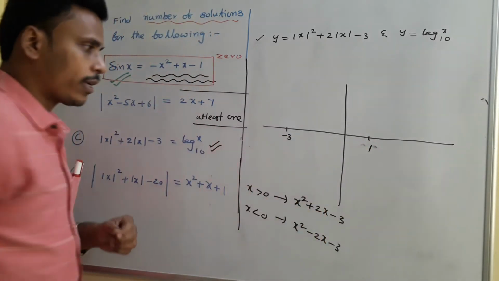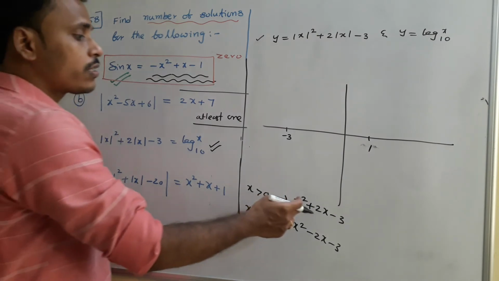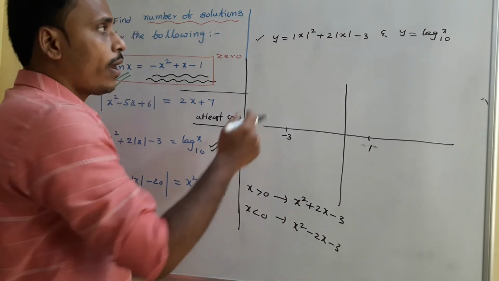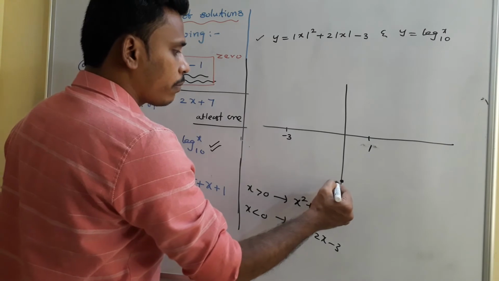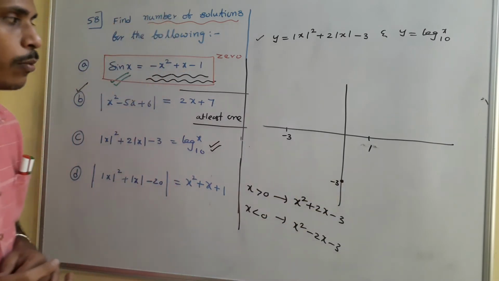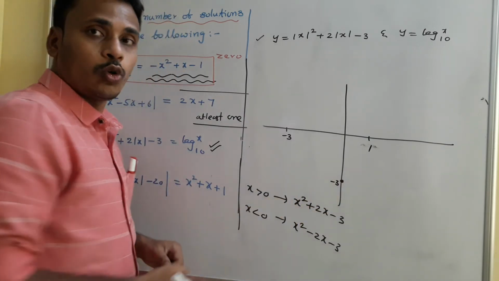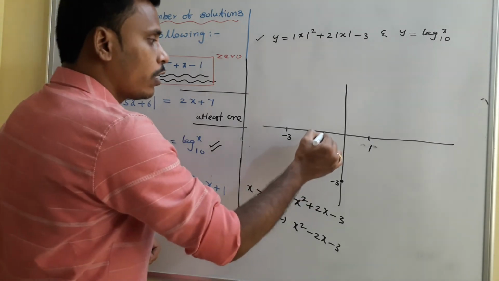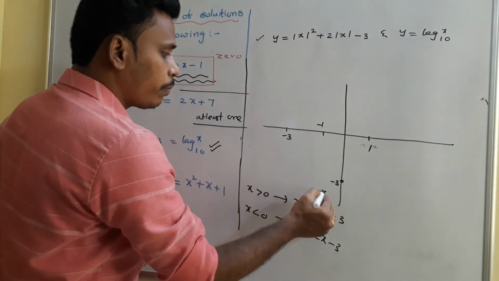x plus 3 into x minus 1. I need to consider it only in the positive region. When x is 0, it meets at minus 3. And what to say about the peak point? Minus b by 2a is minus 1. So, at minus 1, you will get the peak.